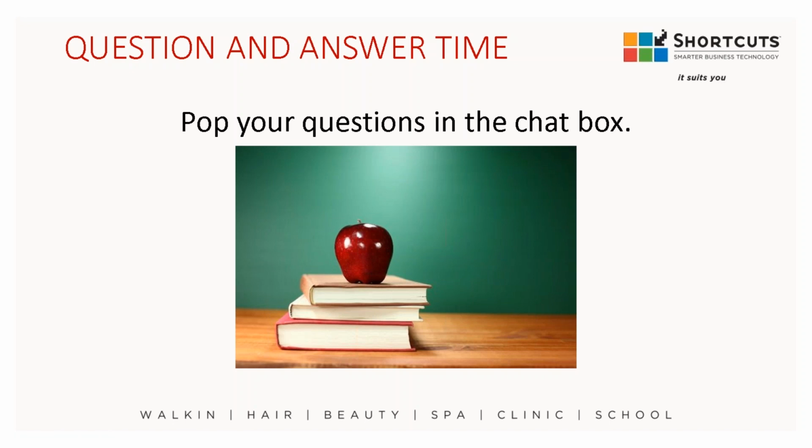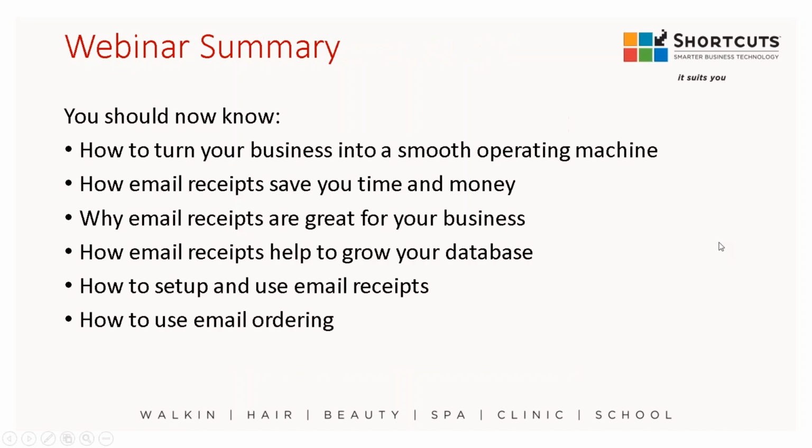All right, well, while you guys are thinking about your questions, let's go through a little bit of a summary of what we talked about. Turning on email receipts and email ordering can really help us operate a little smoother. They can help us save time and money. Why email receipts are great for our business besides the fact that our customers want them, how email receipts can help us grow our database, how to set up and use email receipts, and also how to use email ordering, because all you have to do is set up the supplier email address and then it's set up. Okay, looks like I might have a question.